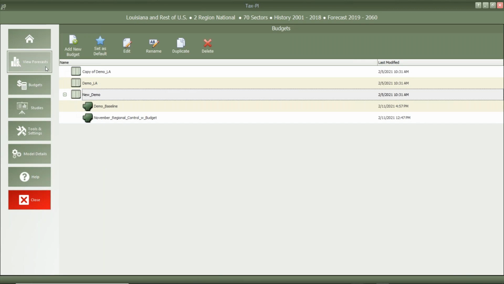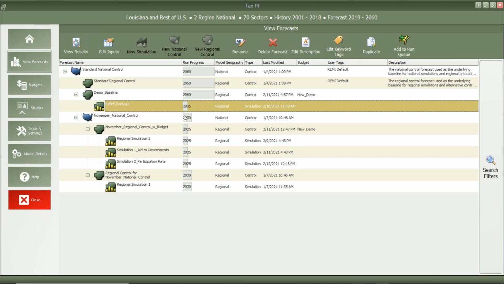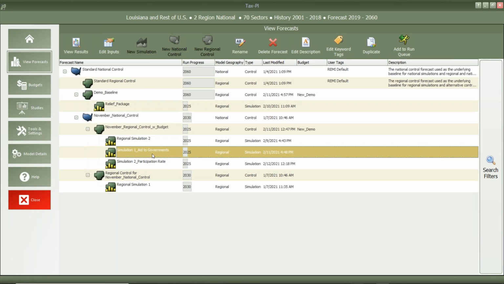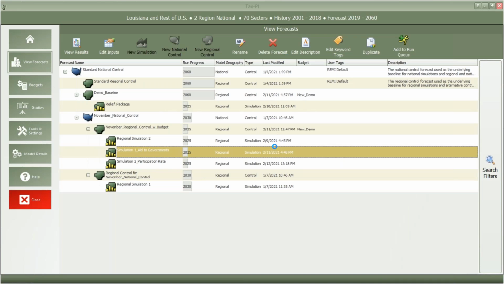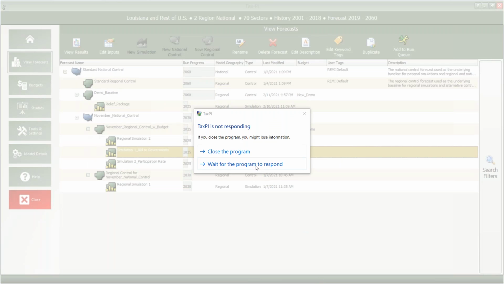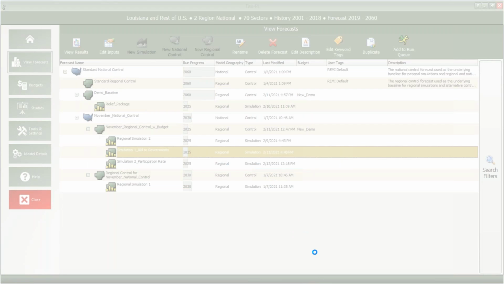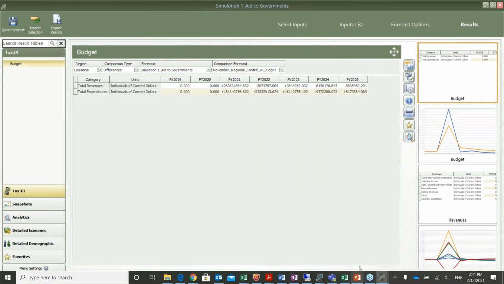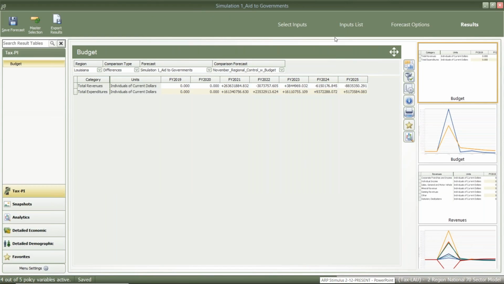And then I'm going to the simulations that we have. So as we already mentioned, we are running two simulations here. So the first one is aid to governments. May take some time. Yeah, so here we are, the simulation one.